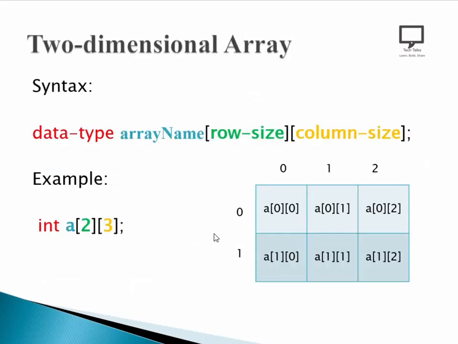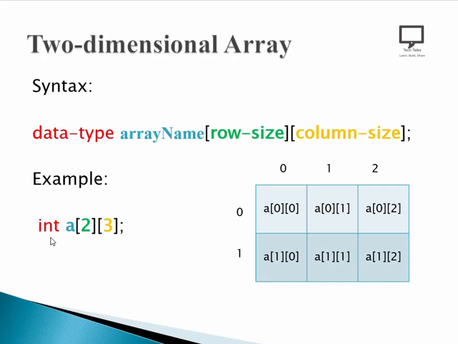Let's take an example of the syntax of declaration of a 2D array. Just the same as a 1D array, the data type is required, which helps identify the homogeneous type of the elements. Then comes the name of the array. In a 1D array there was only a single subscript, but now this is a 2D array, hence two subscripts will be there. The first will hold the row size and the second subscript will hold the column size.